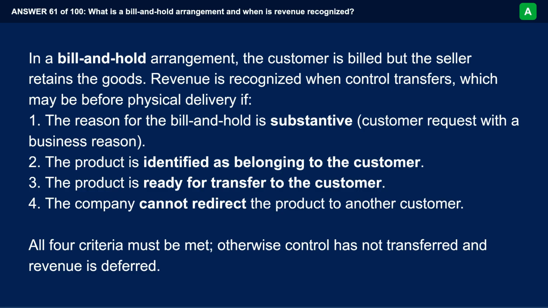2. The product is identified as belonging to the customer. 3. The product is ready for transfer to the customer. 4. The company cannot redirect the product to another customer. All 4 criteria must be met. Otherwise, control has not transferred and revenue is deferred.